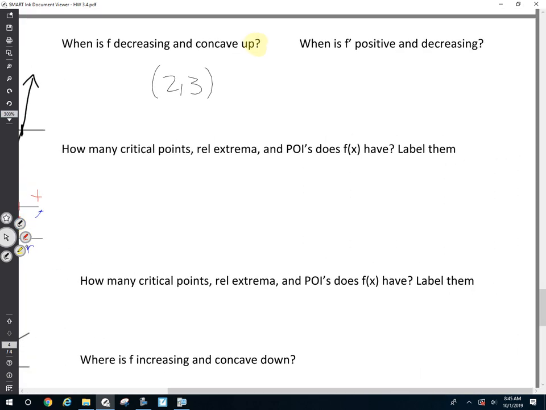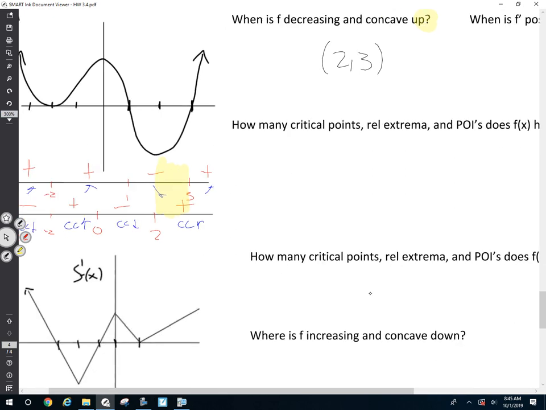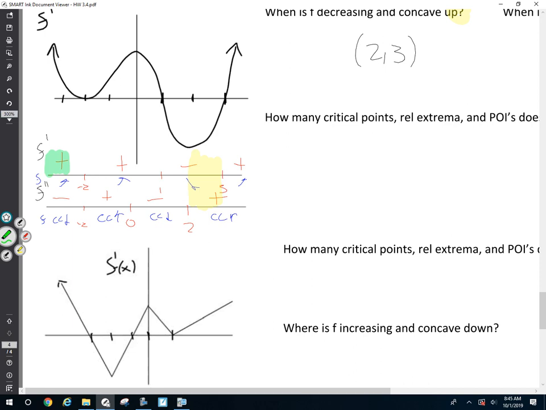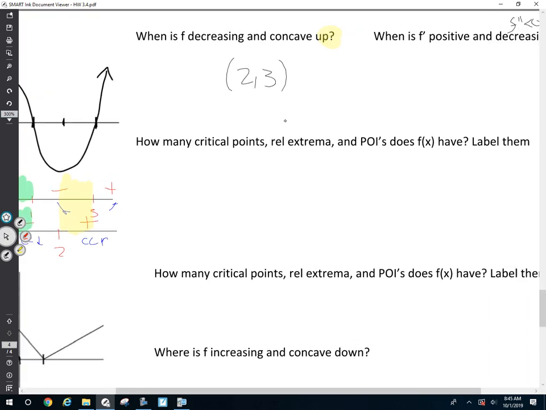Now, when is f prime positive and decreasing? F prime is decreasing when its derivative is negative. So f prime is positive, and f double prime is negative here. And here. So negative infinity to negative 2 and 0 to 1.